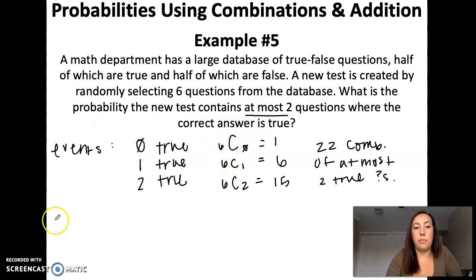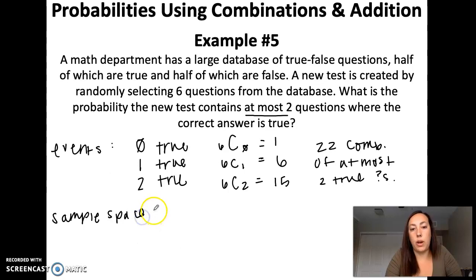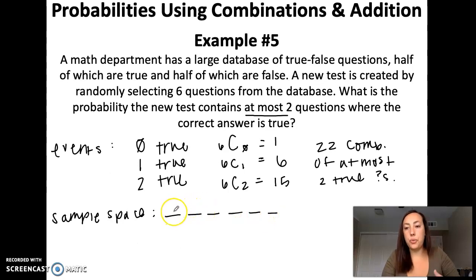So now let's talk about our sample space. This is a little different. We have 6 questions, right? I'm going to draw this out. 1, 2, 3, 4, 5, 6. Now each question has 2 options for its outcome. It's either true or it's false. So we have 2 options for the first question, 2 options for the second, 2 options for the third, 2 options for the fourth, 2 for the fifth, and 2 for the sixth.